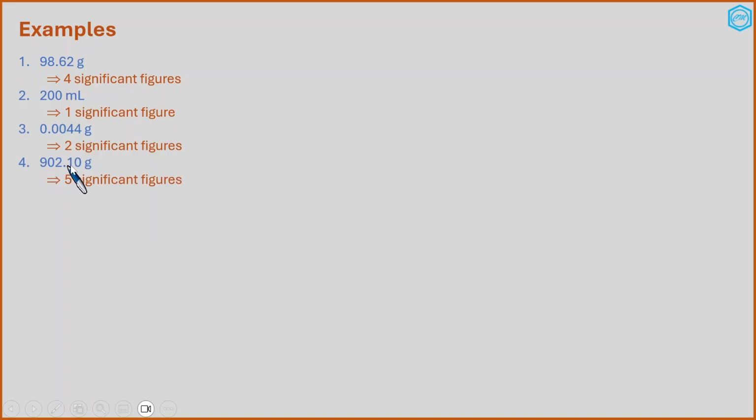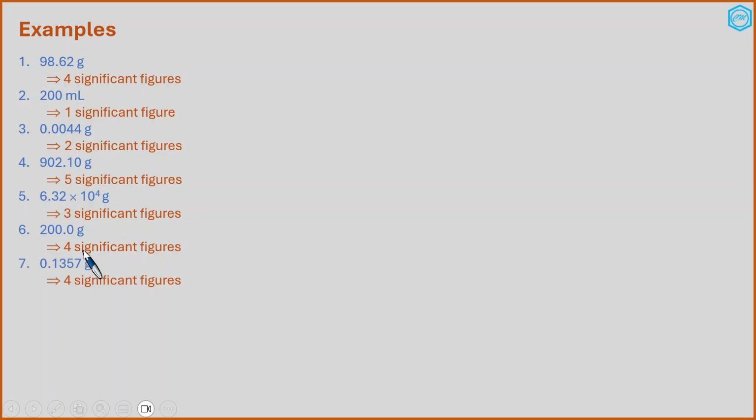Now this number, 902.10 gram. Here this zero also is significant. So altogether there will be 5 significant figures. So this one is a scientific notation and here we have only 3 significant figures. Now 200.0 gram. Now this zero is significant because it is towards the right of the decimal place. So in total there will be 4 significant figures.